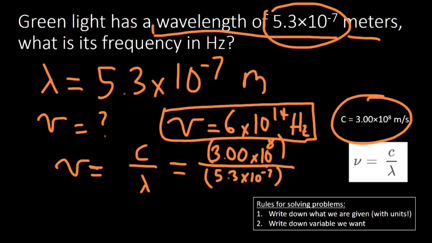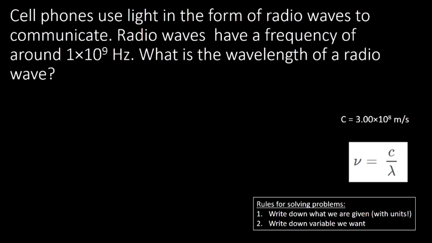You also always want to make sure you have units. Okay, let's take a look at calculating now wavelength. This problem tells us that cell phones use light in the form of radio waves to communicate, and that radio waves have a frequency of around 1 times 10 to the 9th hertz. And it says, what is the wavelength of a radio wave?